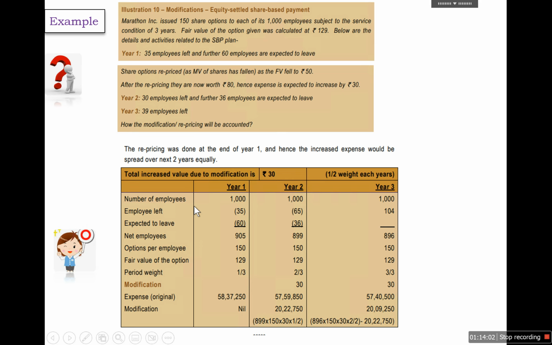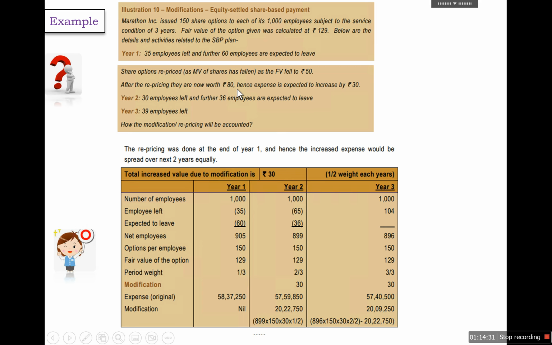So number of employees in first year 1000, left 35, expected to leave 30, net employees 905. Options per employee is 150 and fair value of option is 129. The period weight is 1 by 3. So the expense will be 905 into 150 into 129 into 1 by 3. So 58 lakh 37,250.